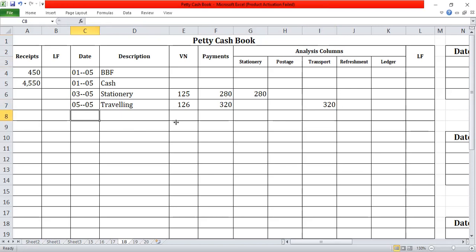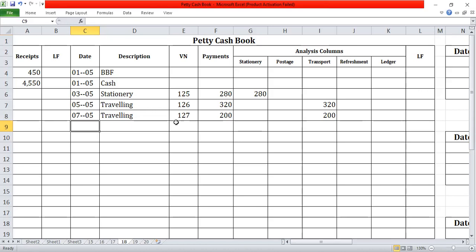Okay. Again on 7th May, we have paid the next payment again for traveling, 127, 200. Analyze that under the respective column. So listen to me while you are writing. If you can remember, when I was introducing the petty cash book, I told you in this prime entry book we record transactions which are repetitive in nature. Do you see? These transactions are happening again and again.